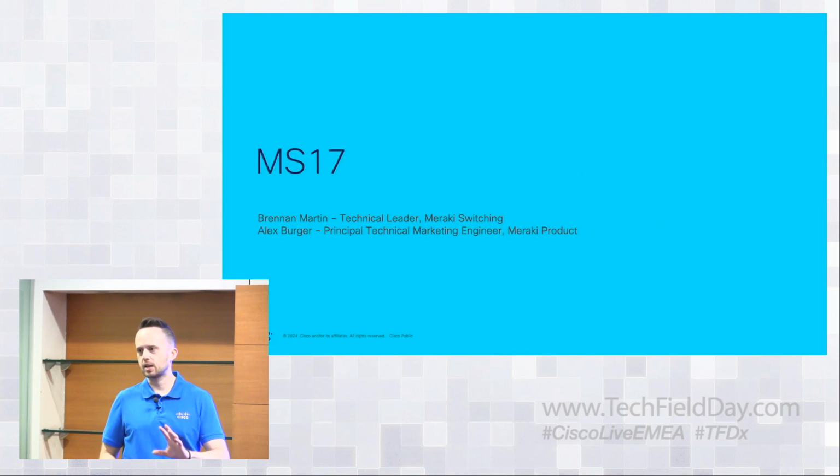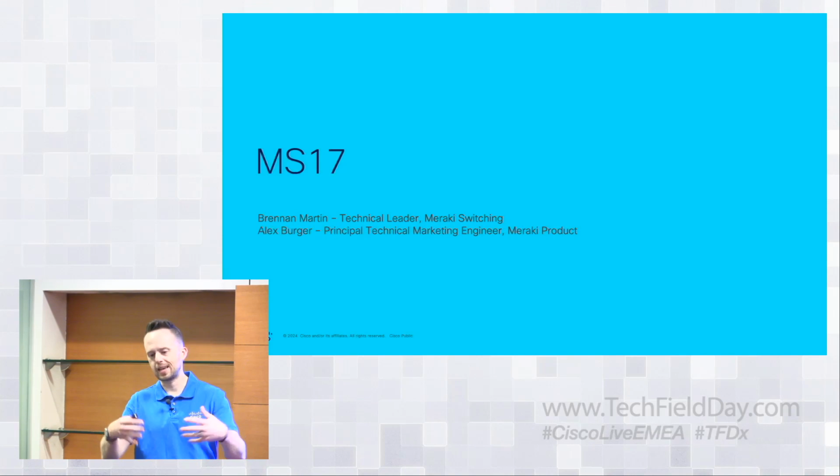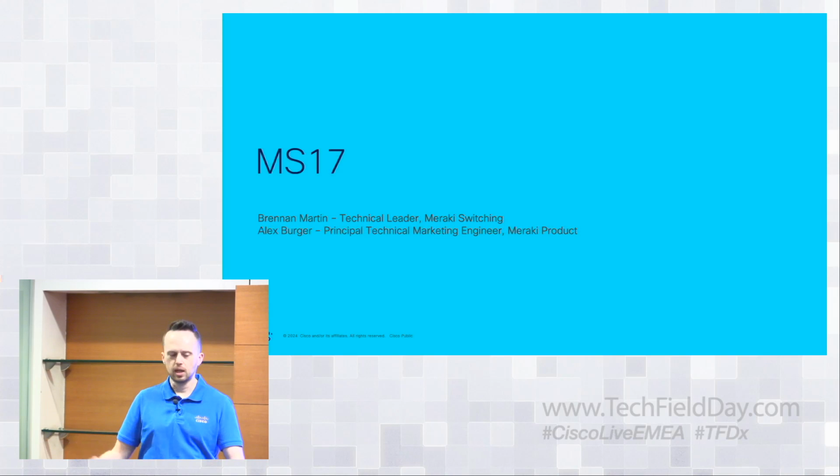I'm going to give you a sneak peek of what's coming in MS17. This is the next major firmware release for the Meraki Switching platform. We are anticipating this to beta in the second calendar quarter, so spring, with stable GA later in the third quarter, so fall, we'll say, okay?